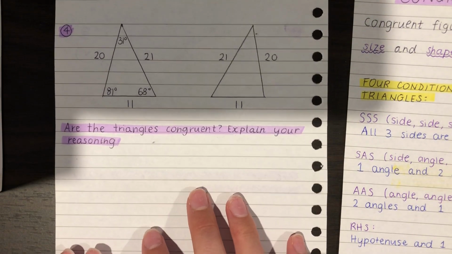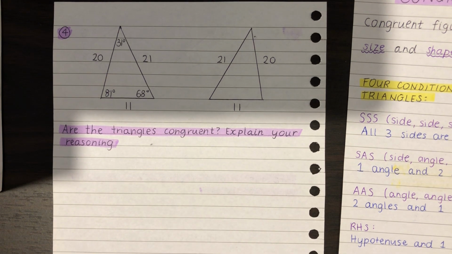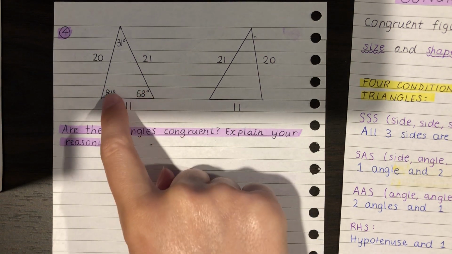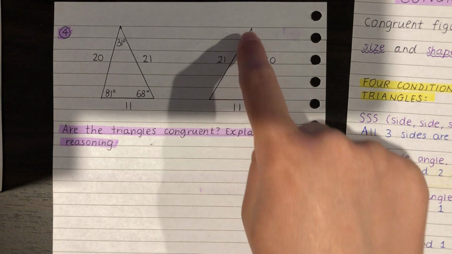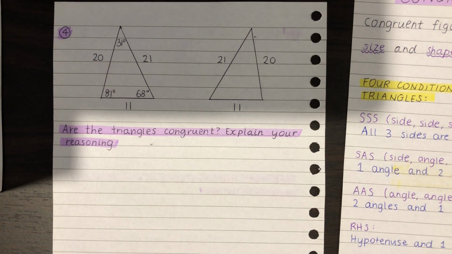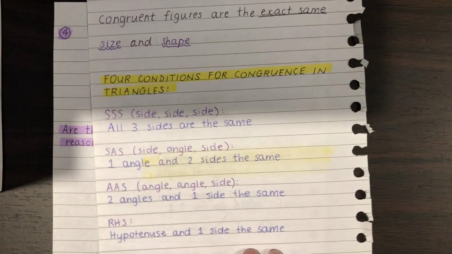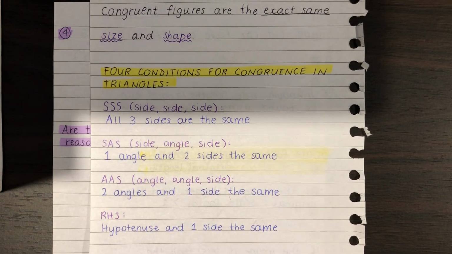And then a lucky last. Are these triangles congruent? Explain your reasoning. Well, I've got 3 angles given to me here. I've got no angles given to me here. So in that case, I'm not allowed to use any of these conditions that have angles in it.